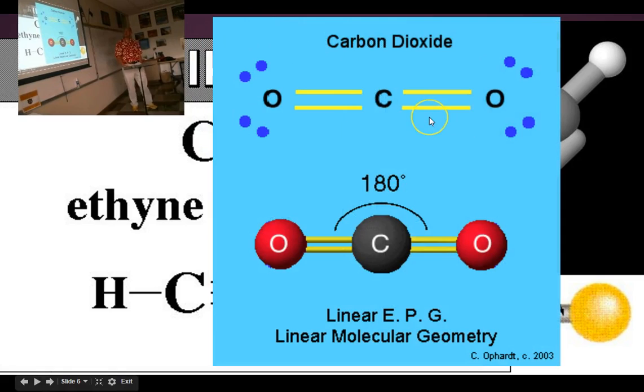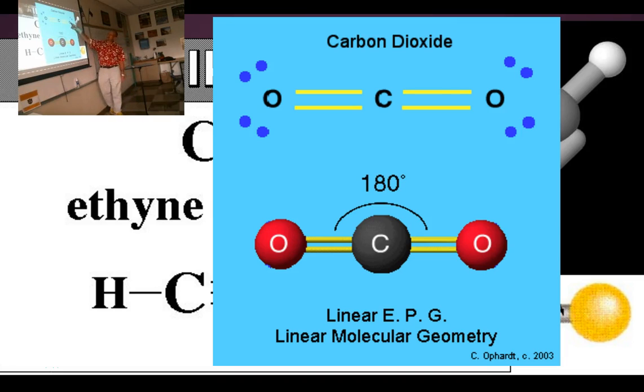This is another example, carbon dioxide. Carbon dioxide, 1 carbon, 2 oxygens. This carbon is sharing 2 pairs of electrons, 4 electrons with this oxygen, and again 4 electrons over here with this oxygen. And so the carbon here has only 2 regions of electronegativity, so those 2 oxygens move as far away from each other as they can, and you wind up with a straight line molecule. So carbon dioxide is linear.